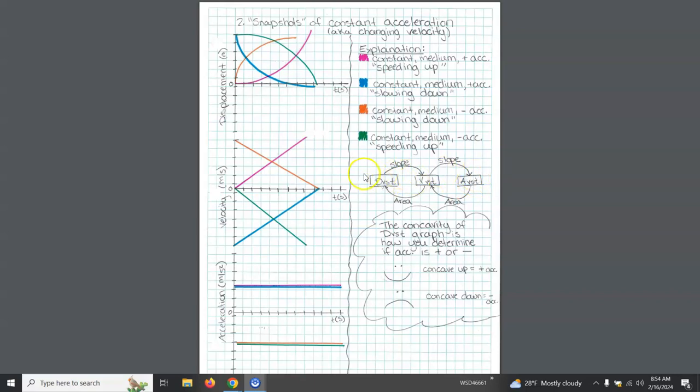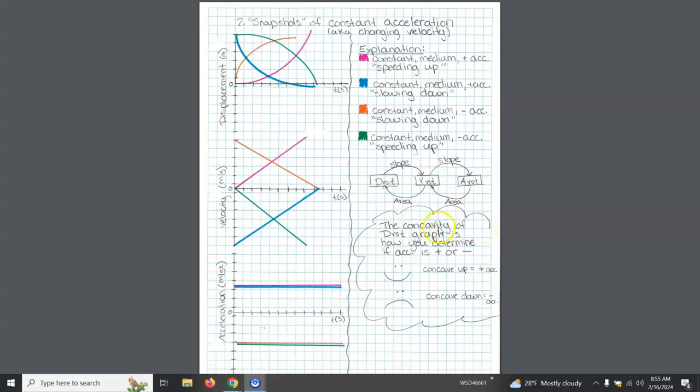So if I want to go from a distance versus time graph to a velocity graph, I would find the slope. But if I wanted to go backward from a velocity graph to a displacement graph, I would calculate the area. The same can be said for acceleration and velocity graphs.